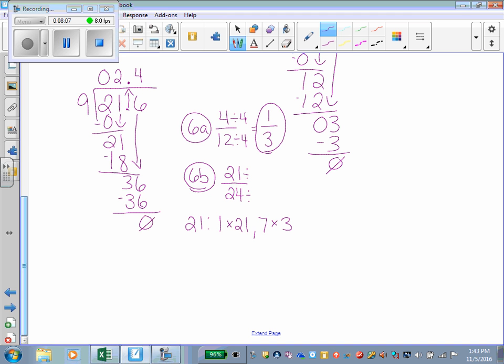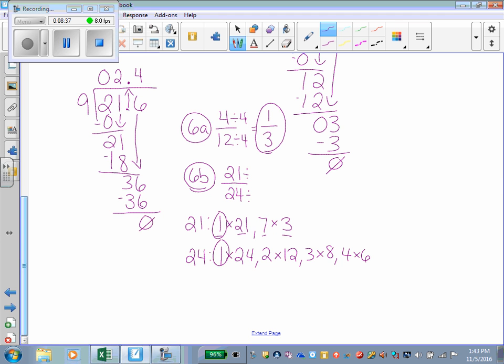Well, are there any of these numbers, the 1, the 21, the 7, or the 3, that can multiply times something else to get you 24? Well, for 24, you have 1 times 24. You have 2 times 12. You have 3 times 8. You have 4 times 6. So which of these has the same factor as the other?